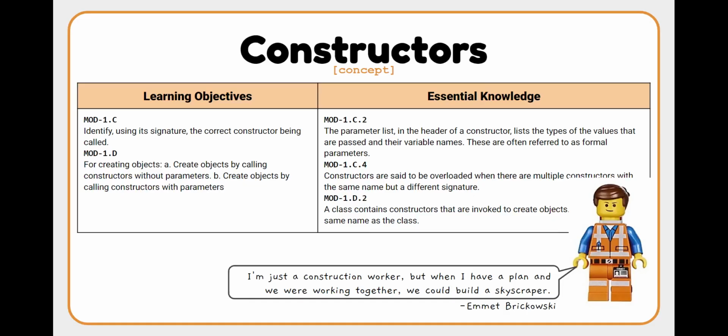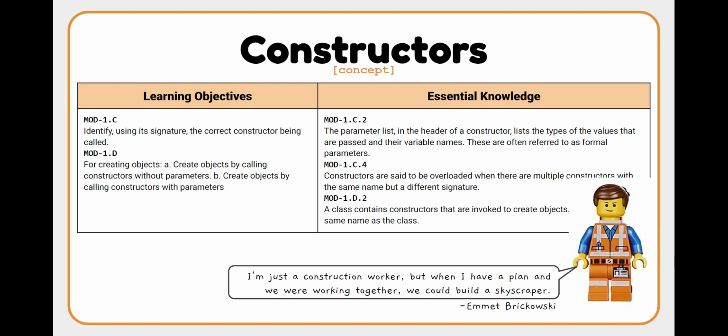So we're going to take a closer look at those constructors. We're going to hit two of our learning objectives. We want to identify, using its signature, the correct constructor being called. And for creating objects, we're going to create objects by calling constructors without parameters and create objects by calling constructors with parameters.